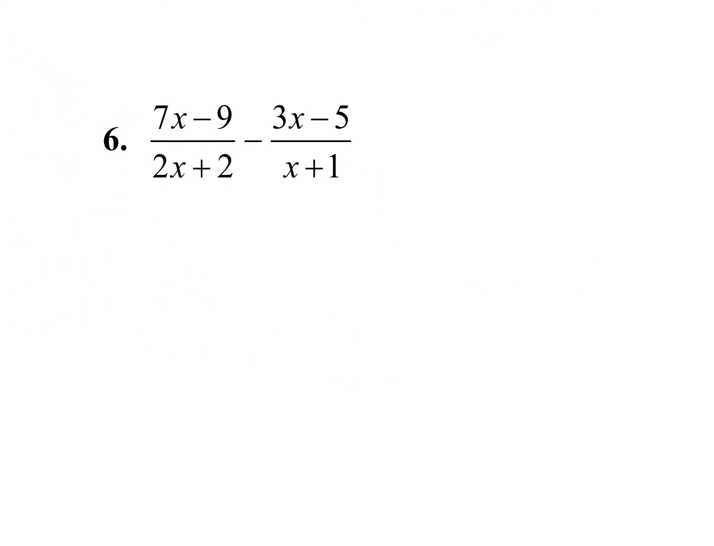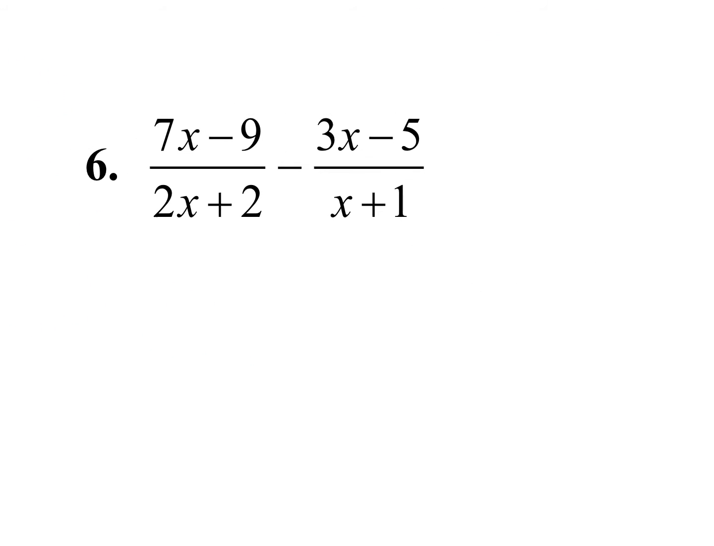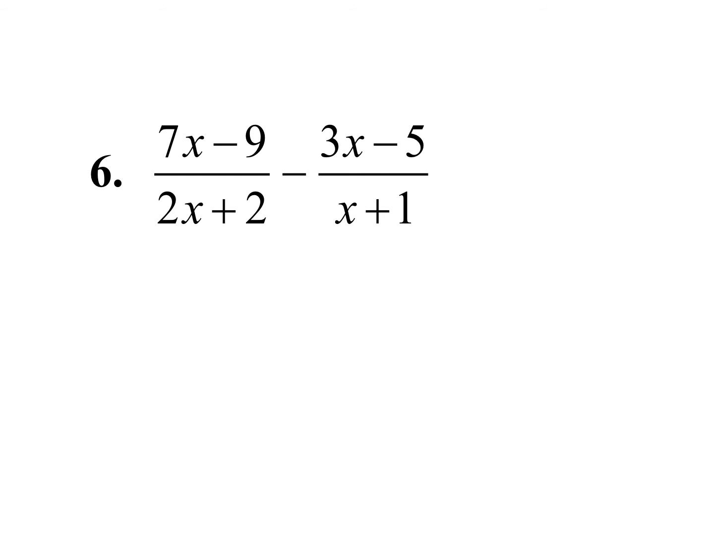Okay, number 6. What do you do? Factor out a 2, right? So you're left with x plus 1. What is your common denominator then? 2 times x plus 1. So you don't have to do anything to this left side. That's going to stay put because you already have your common denominator there. What do you have to multiply on the right side?